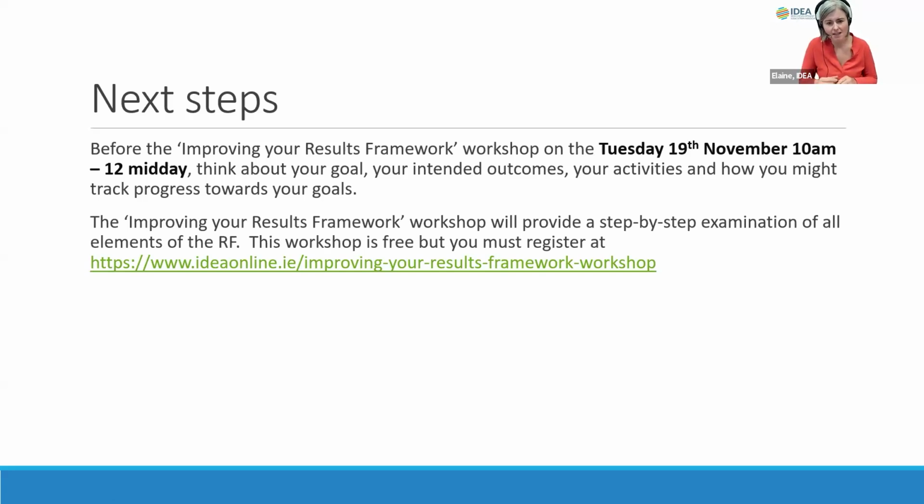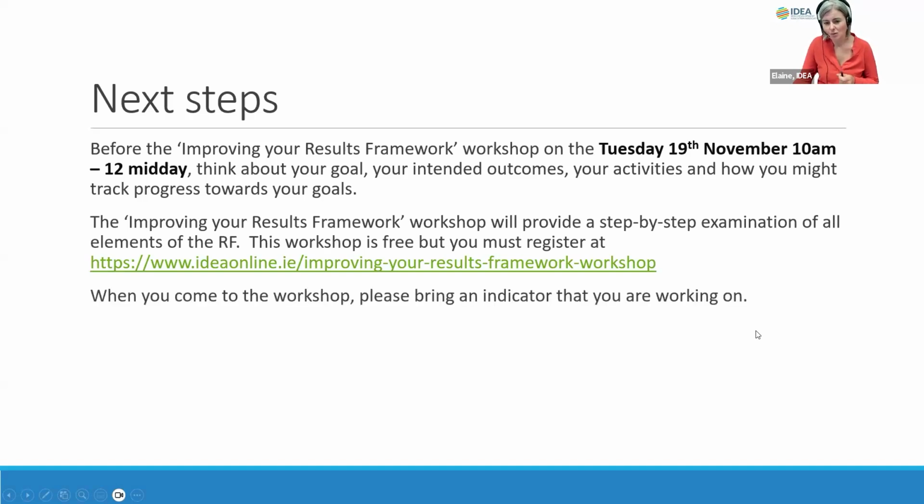It is free and it's open to all. You don't need to be an IDEA member to attend, but you have to register first, and it's on the IDEA website. You can sign up there. Please bring an indicator that you're working on, because we will break into small groups and we'll have a chance to share indicators with each other, and people maybe from similar organizations to you. So do bring an indicator that you're working on.